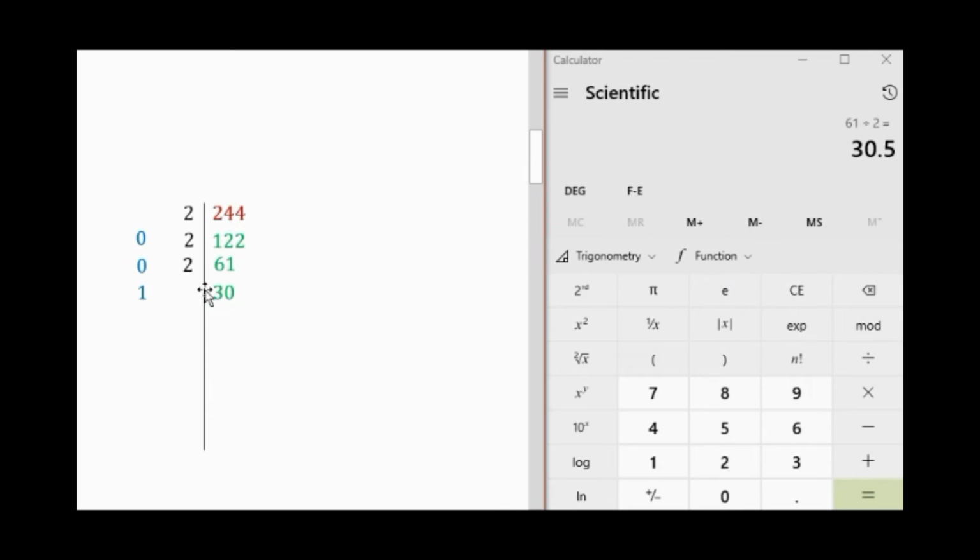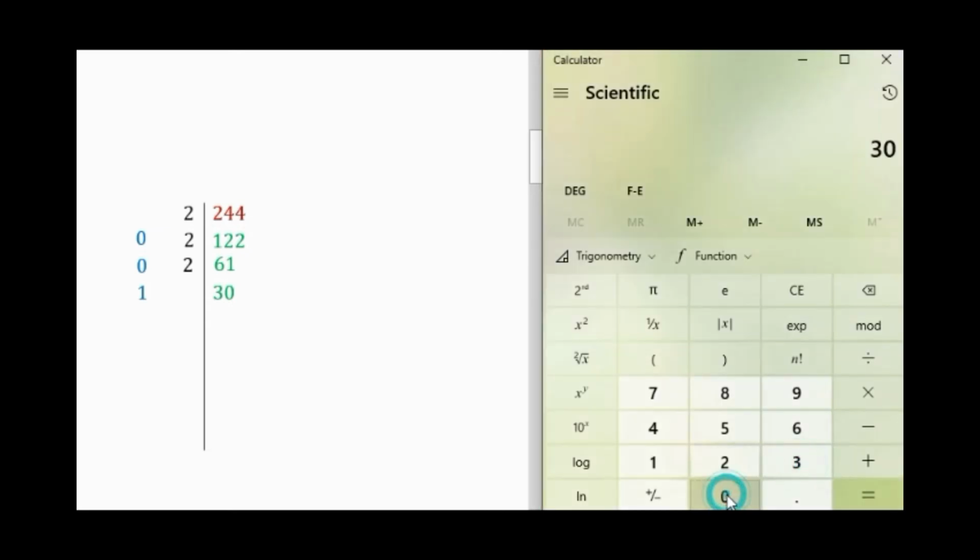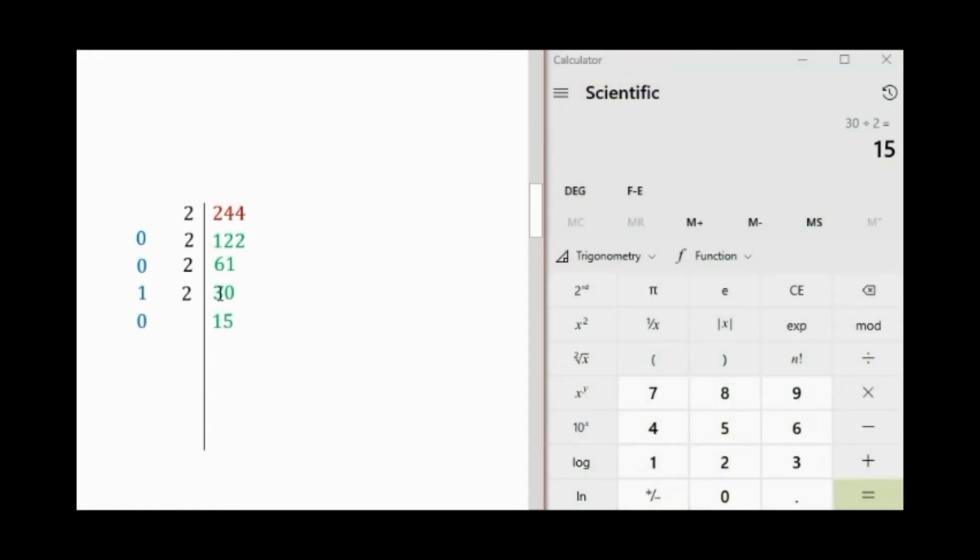Now, the quotient is 30, so you will divide 30, not 30.5, as a quotient divided by 2. The result is 15. Remainder is 0. And because the result is 15, only an integer number, the remainder is 0.